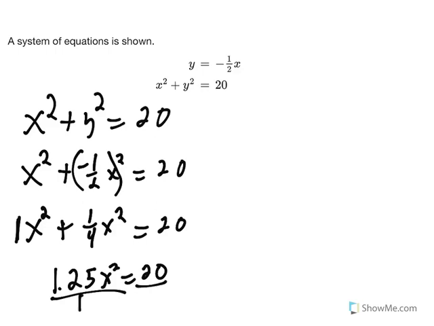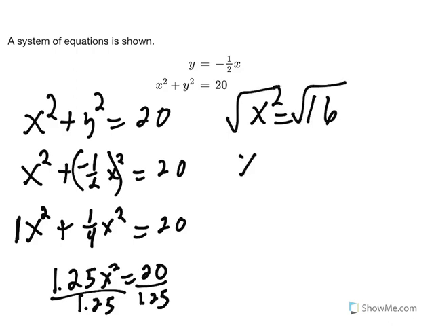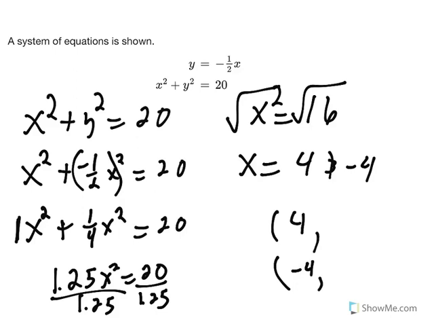I can divide both sides by 1.25. And so I get x squared equals 16. Then I can take the square root of both sides. So x would equal 4 and negative 4. All right. So I have two solutions here, where x is 4 and x is negative 4.